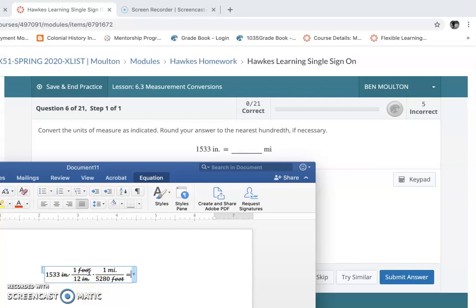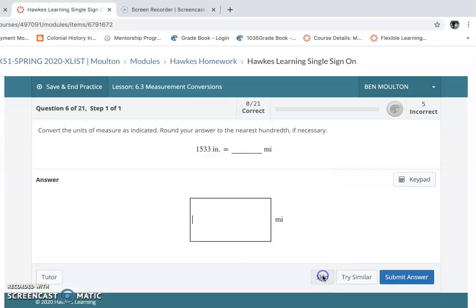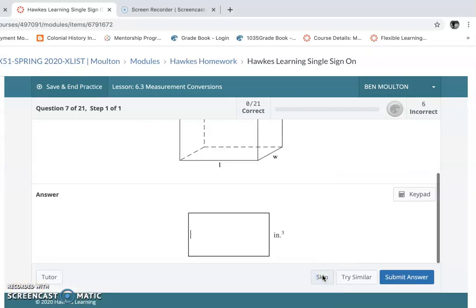So I need to go one more step and take it into miles by dividing by 5,280 feet, because there's 1 mile per 5,280 feet. So we're taking 1,533 divided by 12 divided by 5,280. That'll get you to the answer you're looking for. I will leave that to you, for you to do. Let's take a look at what wonderful things await us next.